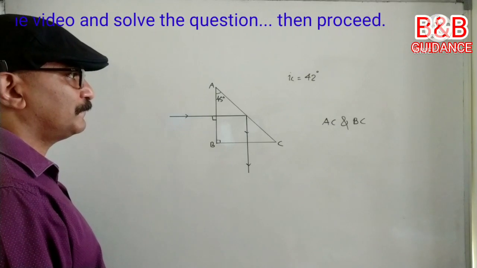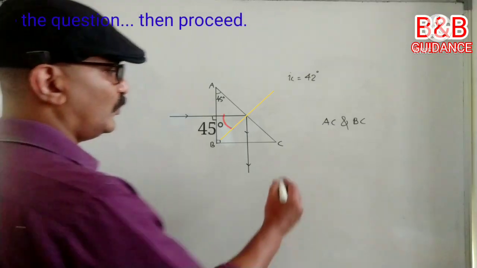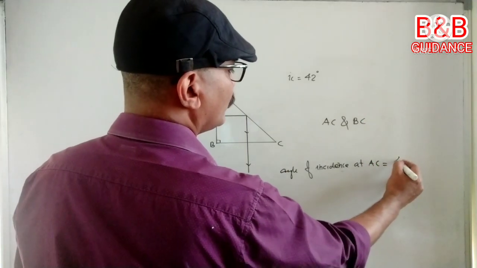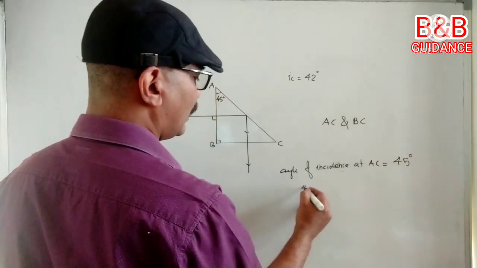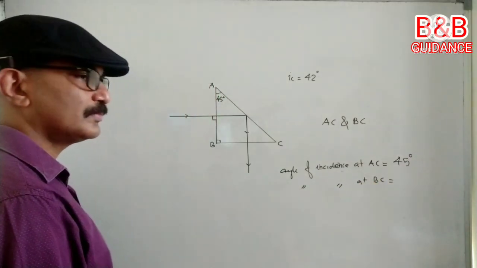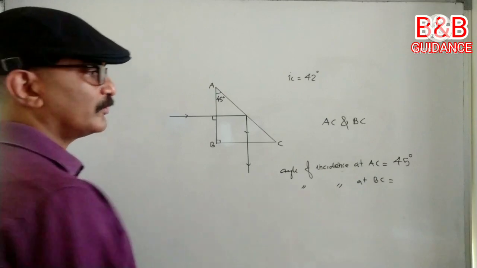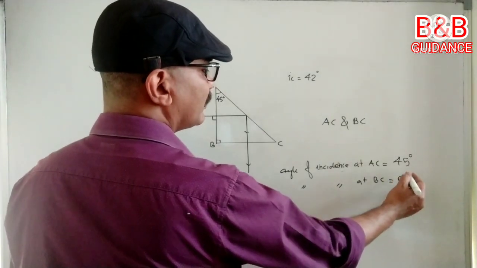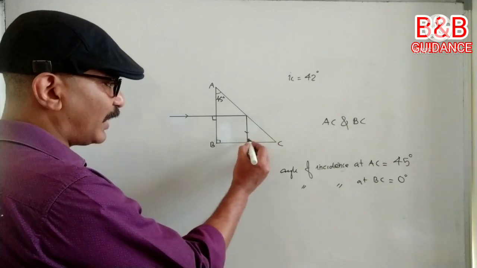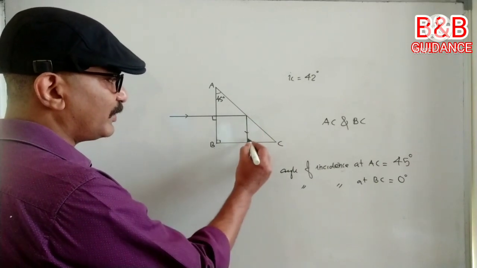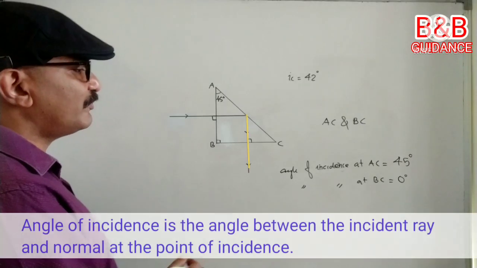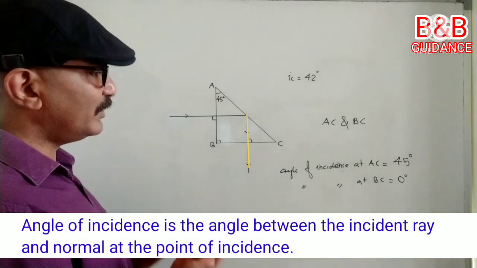Sir, at AC 45 degree. So angle of incidence at AC is equal to 45 degree. Okay, then angle of incidence at BC is equal to 0 degree. Sir, BC 0 degree. That's right, you understood that. It goes without a deviation, which means the angle between the ray and the surface BC is 90 degree. So angle of incidence at BC is 0 degree.